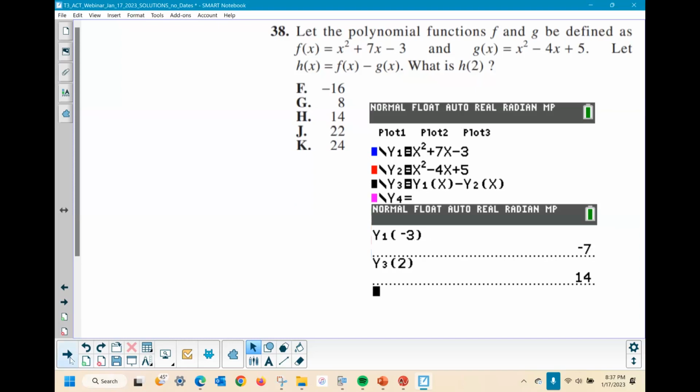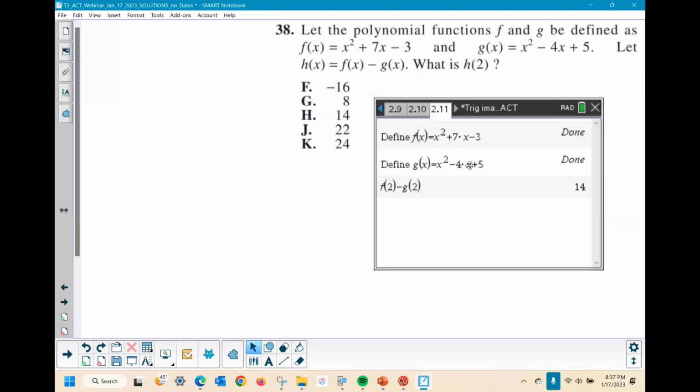And similarly, I could do the same thing with Nspire, where I define the functions. This time, I didn't define h. I just did f of 2 minus g of 2 to show you get the same answer, but I could have also defined h.